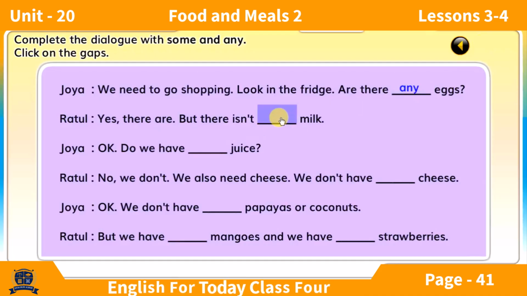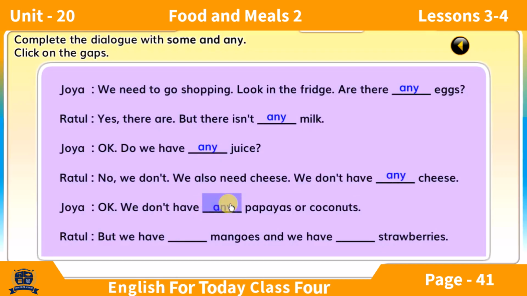Jaya, we need to go shopping. Look in the fridge. Are there any eggs? Ratu: Yes, there are, but there isn't any milk. Jaya: Okay, do you have any juice? Ratu: No, we don't. We also need cheese.